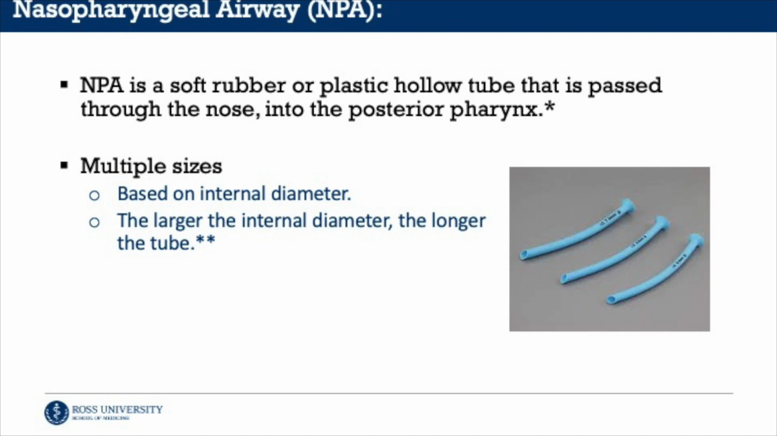There are also multiple sizes to choose from. The sizes are based on the internal diameter. The larger the internal diameter, the longer the tube. Note, we generally have a length of 8 to 9 centimeters for a large adult, an NPA with a length of 7 to 8 centimeters for a medium adult, and 6 to 7 centimeters for a smaller adult.